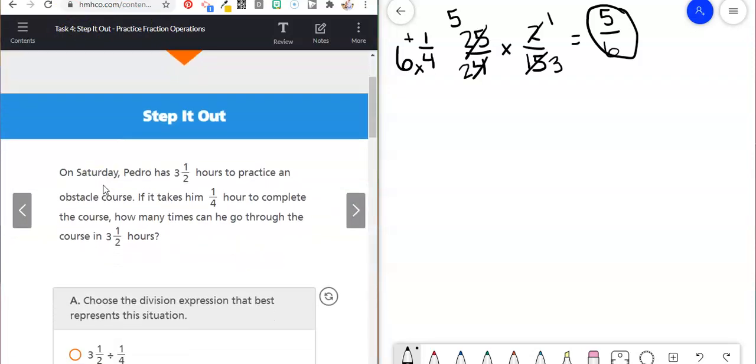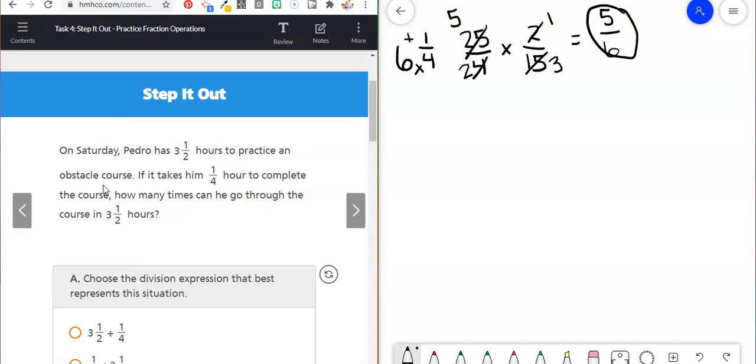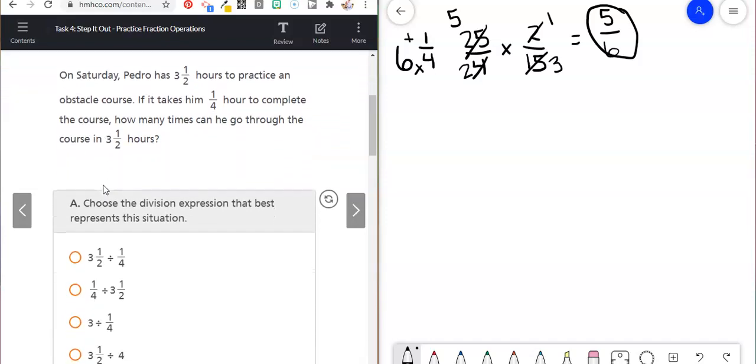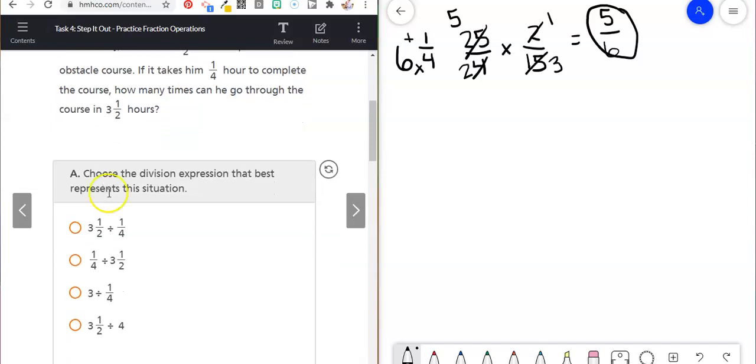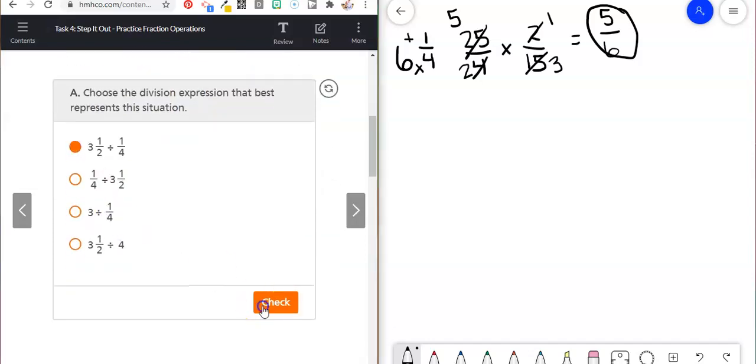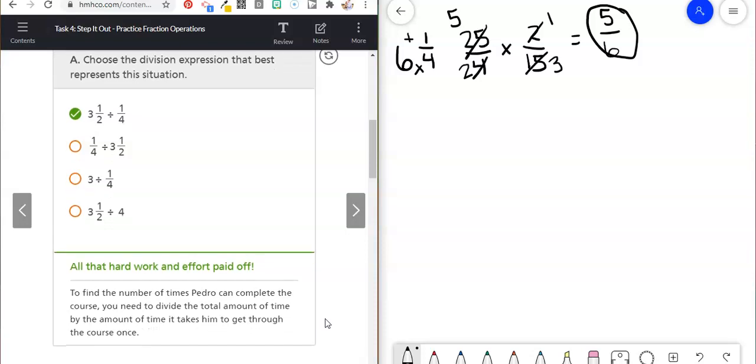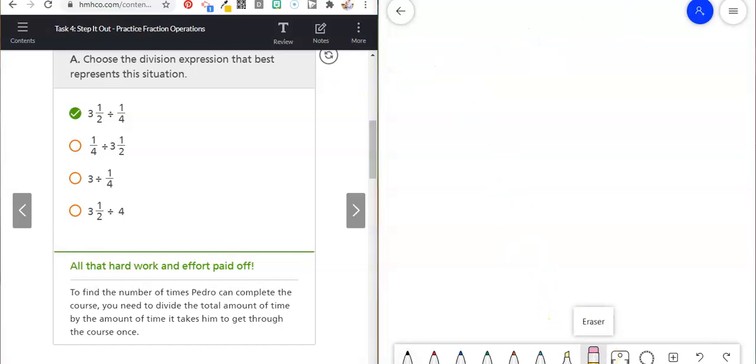On Saturday, Pedro has 3.5 hours to practice an obstacle course. If it takes him 1/4 of an hour to complete the course, how many times can he go through the course in 3.5 hours? So what we're going to be doing is taking 3.5 divided by 1/4. So it says to find the number of times Pedro can complete the course, you need to divide the total amount of time by the amount of time it takes him to get through the course once. So we are going to be taking 3 1/2, and we're going to divide it by 1/4.